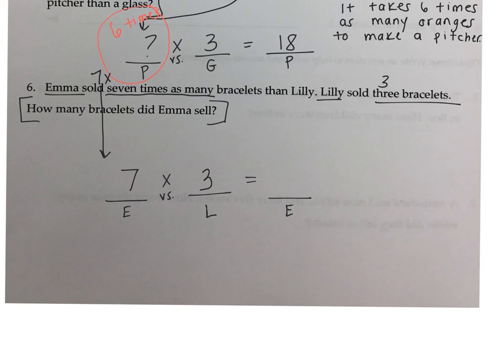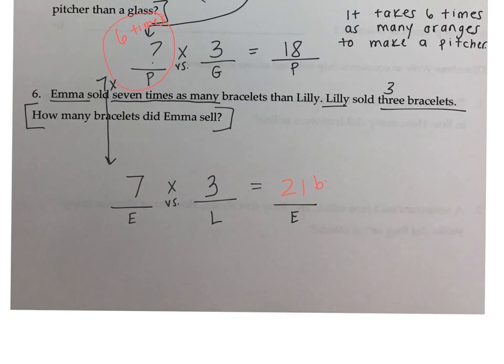So now I can multiply. 7 times 3 equals 21. 21 what? 21 bracelets. Circle your answer and write a complete sentence. How many bracelets did Emma sell? Emma sold 21 bracelets. All right, that was multiplication comparisons number 2. Good job.